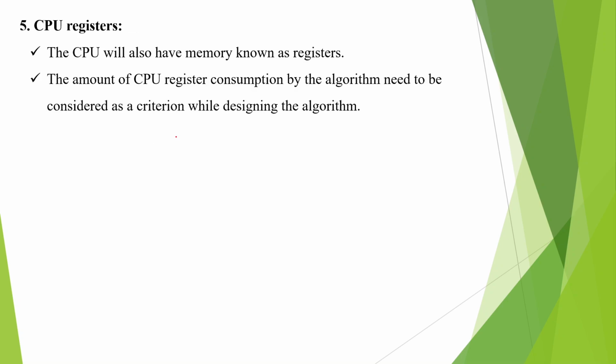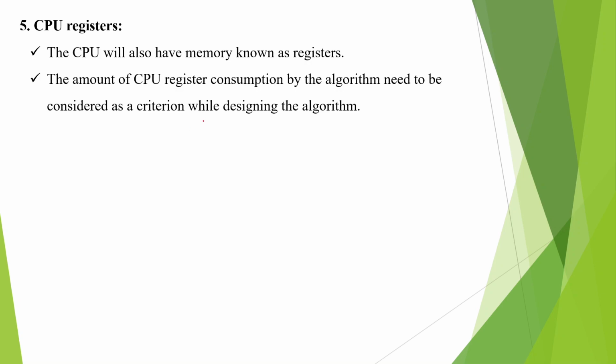Okay, then finally the CPU registers. Inside our CPU, when we discussed different forms of memory, there we discussed CPU registers, and our algorithm must consume fewer CPU registers. Okay, then only we consider it an effective algorithm.